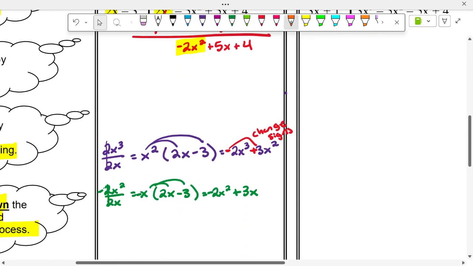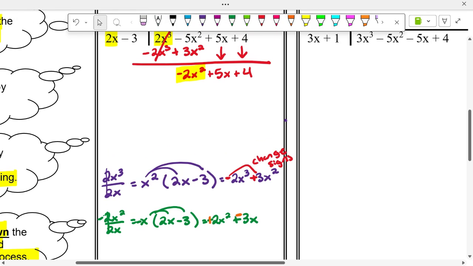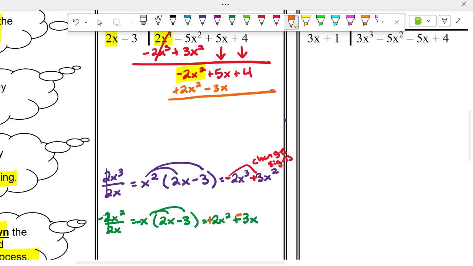So before we move it up to the top, this becomes positive, this becomes negative. So we have positive 2x squared minus 3x. That goes away. What's 5x minus 3x? 2x. And I bring down the plus 4.